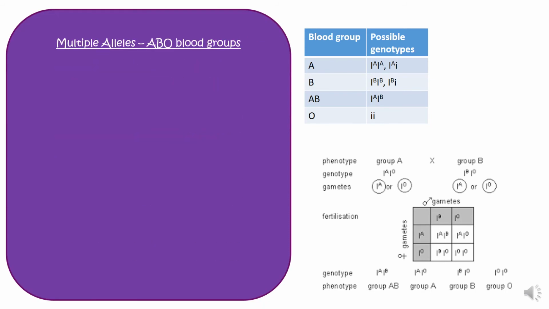Okay, so blood groups is an example of multiple alleles, but also codominance. These are the blood groups here. So we've got A, B, AB, and O. You can see the possible genotypes.